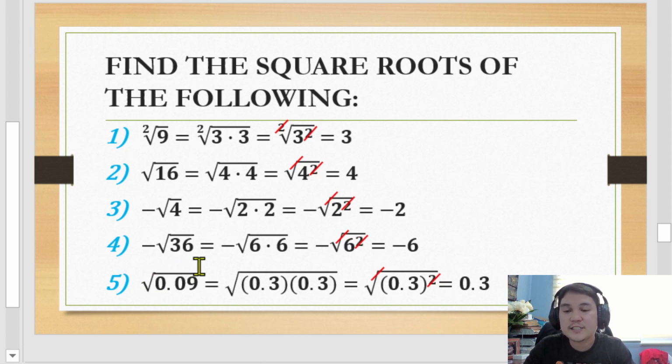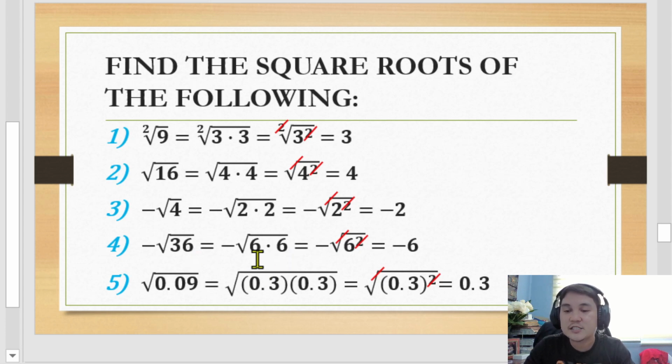Number 4, negative square root of 36. So that is equal to negative. We copy that outside the radical sign. And then copy the square root. And then look for a number wherein if it is multiplied by itself, it will give us 36. So that number is 6 because 6 times 6 gives us 36.